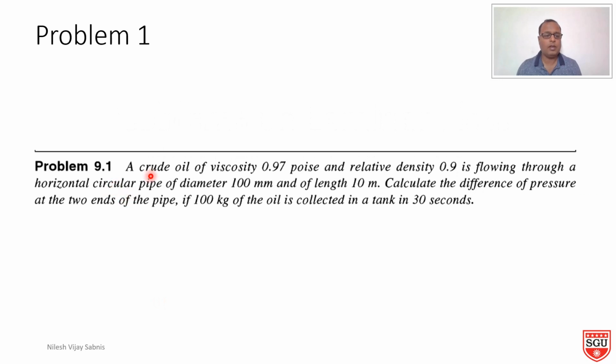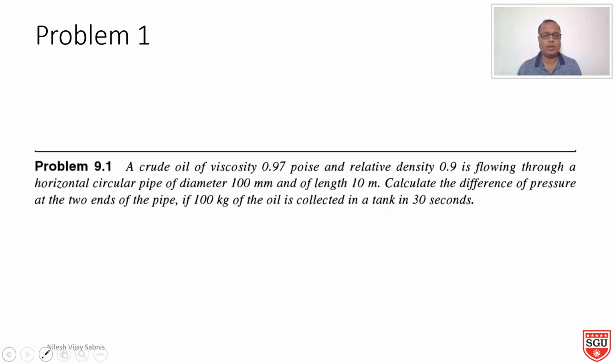What does the problem state? A crude oil of viscosity 0.97 poise and relative density 0.9 is flowing through a horizontal circular pipe of diameter 100 mm and of length 10 meter. Calculate the difference of pressure at the two ends of a pipe if 100 kg of oil is collected in a tank in 30 seconds.